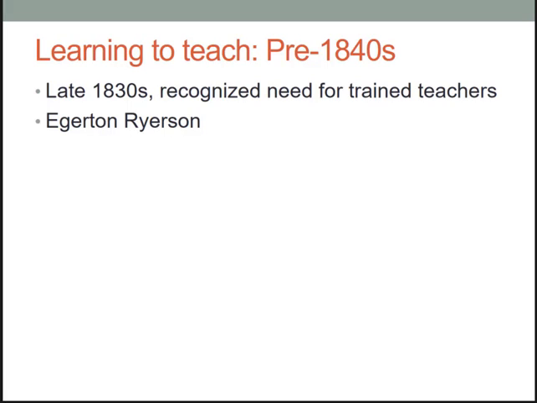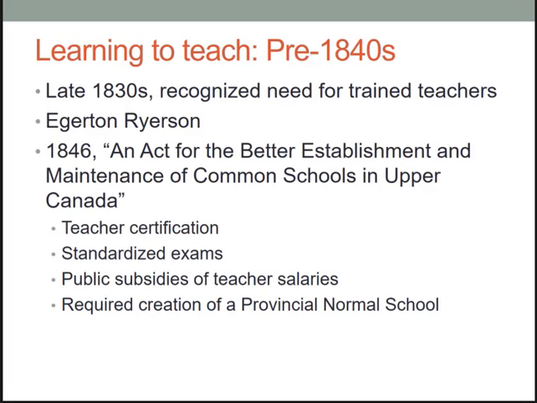Before this time, there was really no formal option for the training of teachers in Upper Canada. Any teachers that had been trained usually came from other countries. They'd been trained prior to immigrating. But the vast majority of teachers had had no formal training. In 1846, which was a significant year for teacher training in Upper Canada, the British Parliament passed an Act for the Better Establishment and Maintenance of Common Schools in Upper Canada. With this act, a system of teacher certification was initiated.